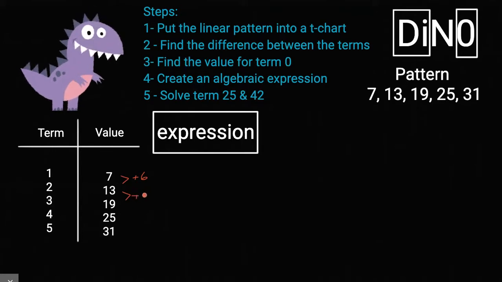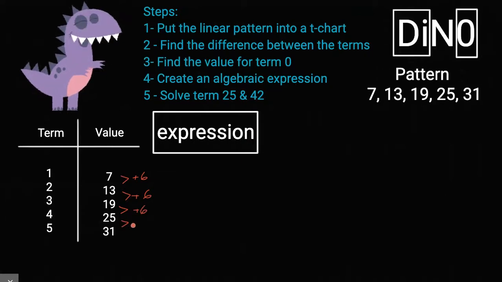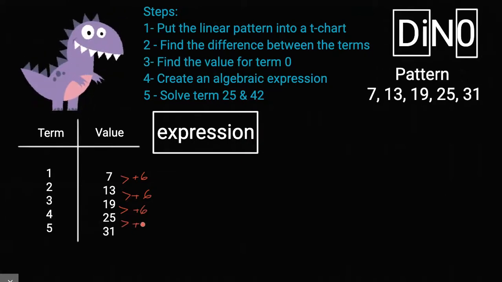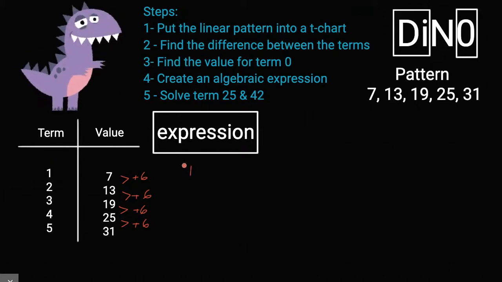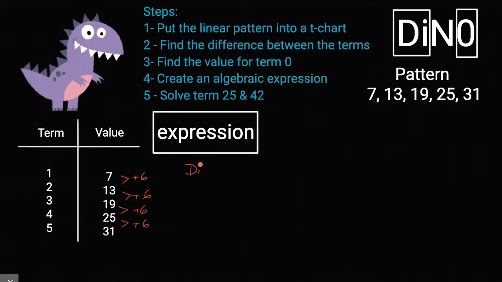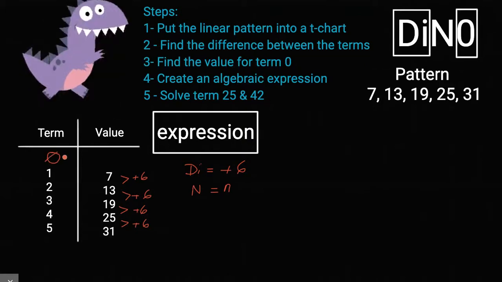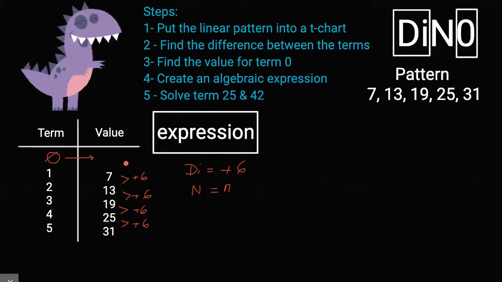Here we have plus 6 again between 13 and 19. 19 and 25, the difference is plus 6. And again, 25 and 31, the difference is plus 6. So the next step is to just write down our difference. The D in DiN0 stands for difference between terms. The difference is plus 6. The n tells us that it is a variable. We are using the variable n. And now we are looking for term 0. So when the term is 0, what is the value?